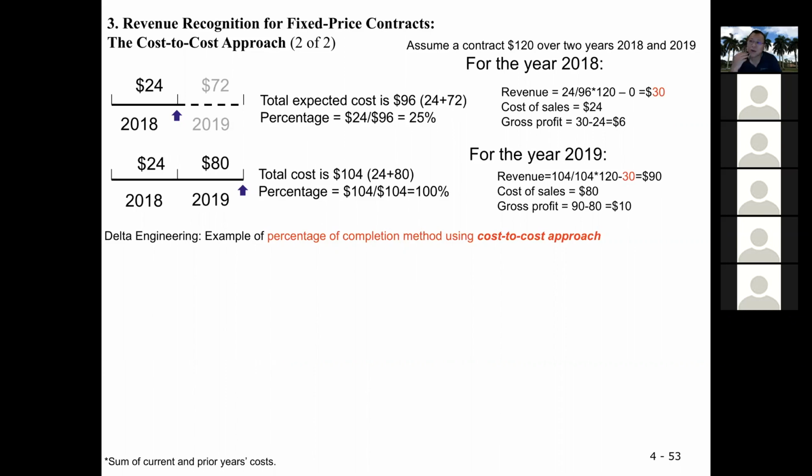Remember when we talked about the change in estimate, right? You have new information. Our actual cost is 80, not 72, but 72 was your best estimate last year. So there's nothing wrong with calculating 25% using 72 last year. You don't have to go back to make an adjustment. Whatever you recognized is accepted because you are using your best judgment. That's the correct number. All right, thank you. Good question.